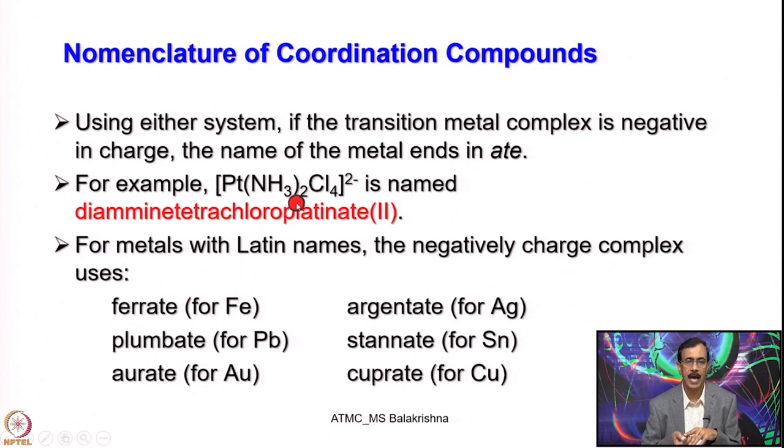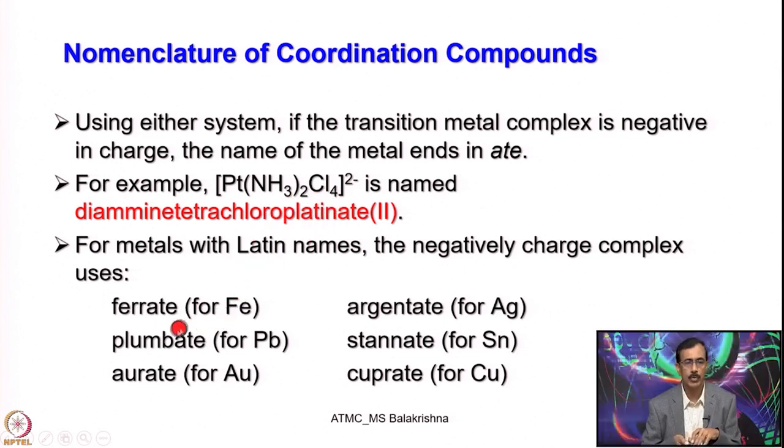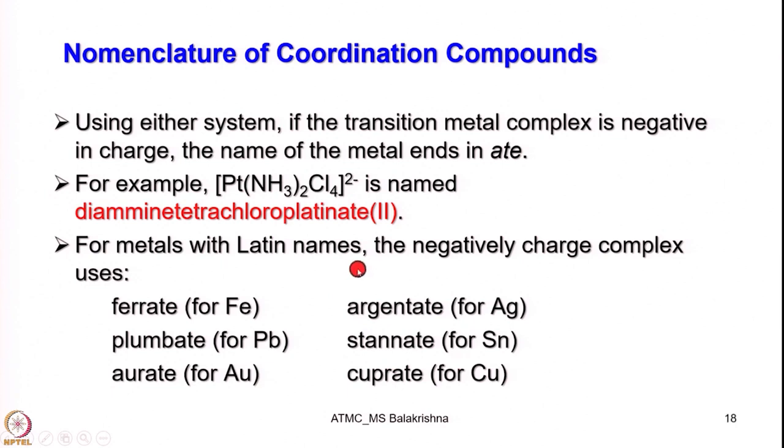For metals with Latin names, the negative charge complex uses the Latin name, for example ferrate. When it is an anionic complex, for the following, the names we should use are given here. For iron, we should use ferrate. For lead, plumbate. For gold, aurate. For silver, argentate. For tin, stannate. For copper, cuprate. And of course, palladium, palladate. Platinum, platinate. Cobalt, cobaltate. Iridium, iridate. So it continues like that.